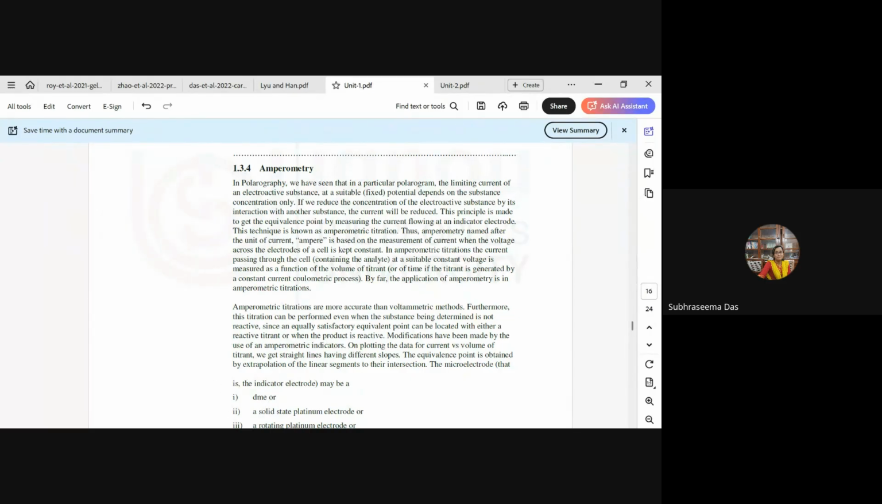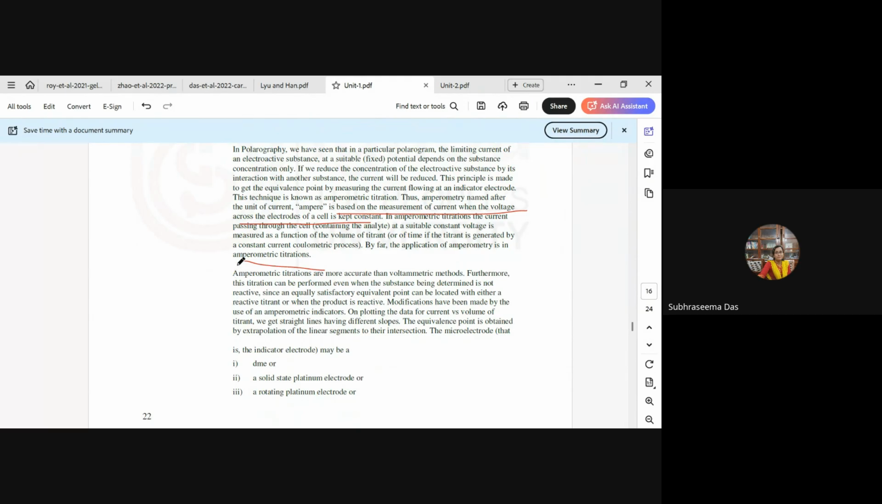Now coming to amperometry. Amperometric titrations have been named after the ampere, and amperometry is based on the measurement of current when the voltage across the electrodes is kept constant. That is, in amperometric titrations, the current passing through the cell at a particular voltage is measured as a function of the volume of titrant. By far the application of amperometry remains mostly in amperometric titrations.